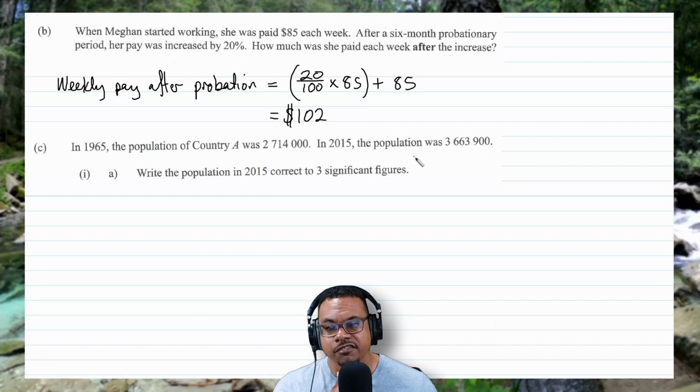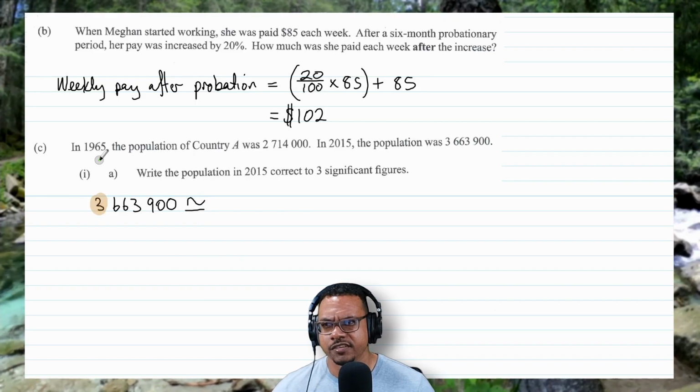So remember, significant figures start with the first digit that's not a 0. So this 3 here would be a first significant figure. So we'll have 3,663,900 is approximately to 3 significant figures, right? So this 3 here would be our first significant figure. This 6 here would be our second. And this 6 here would be our third.